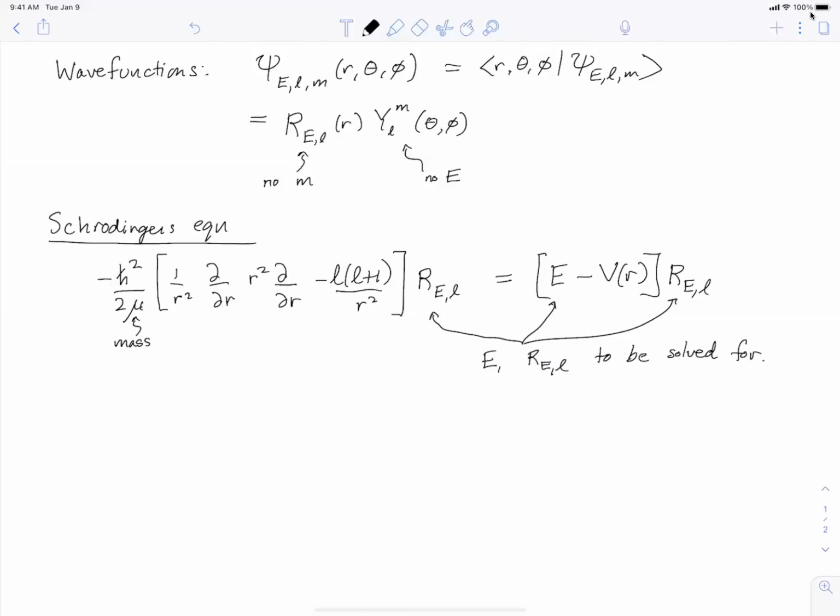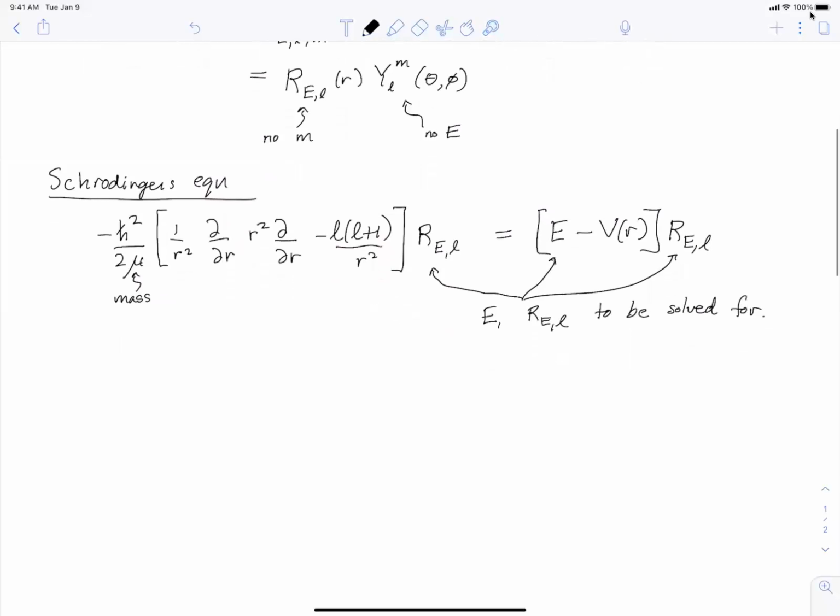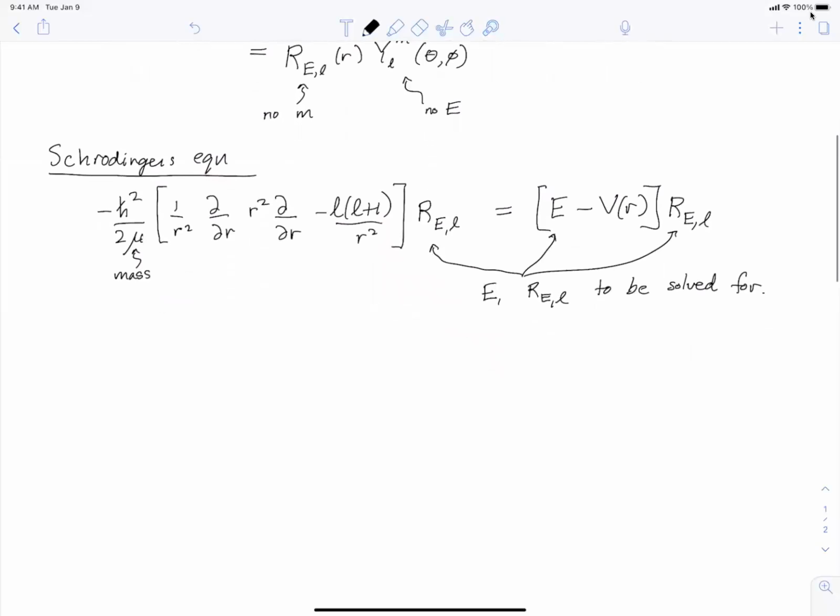When we do this, we fix L and we fix M. Actually, M doesn't affect anything in this equation, but we fix L, and that changes what this is. This whole part on the left is all coming from the Laplacian in the Schrodinger's equation. And so we have to solve this thing. It turns out that to solve this equation, it's useful to do a sequence of changes of variables.